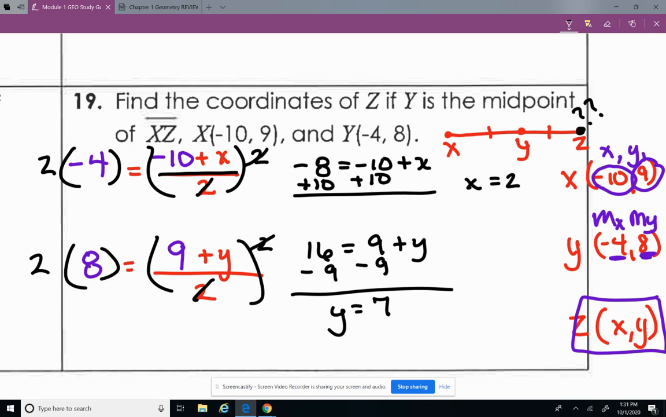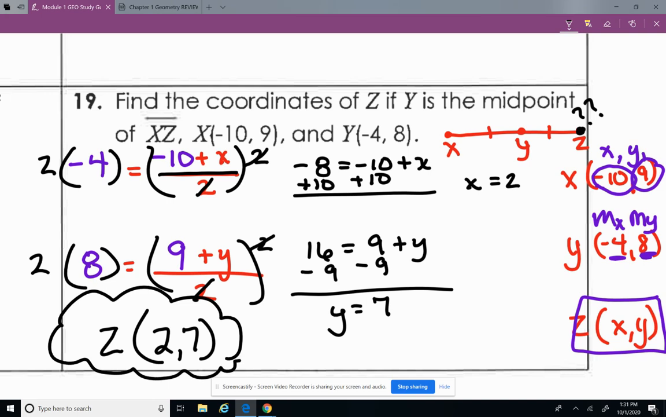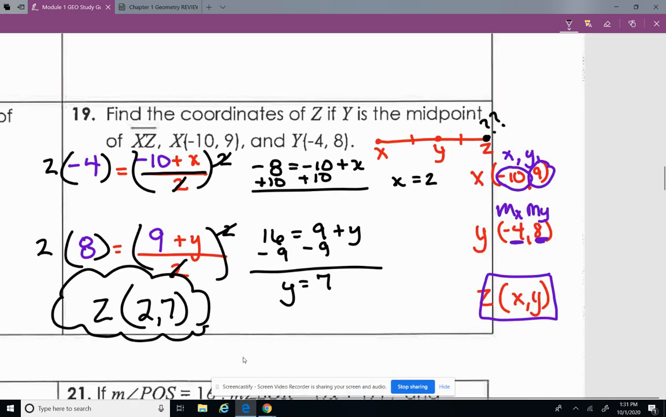So they want to know what the coordinates of z are. So z is 2, 7. So that's my answer right there, 2, 7. That is my endpoint.